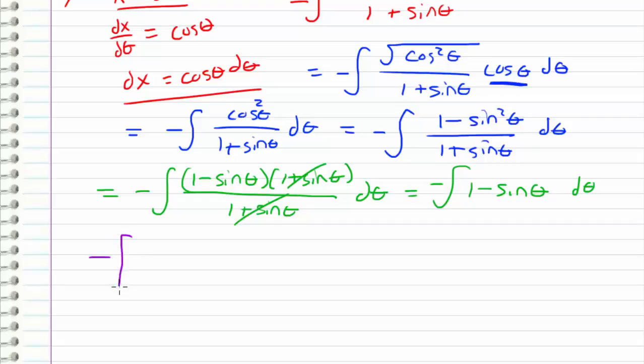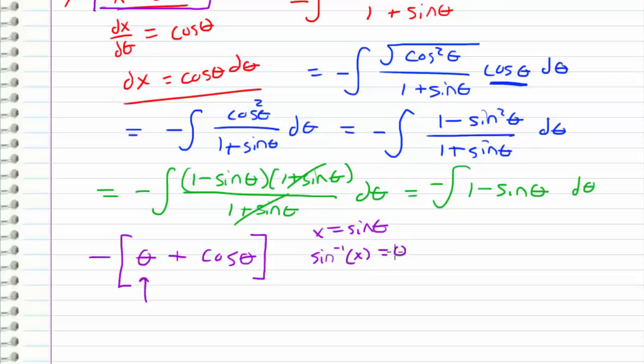We have negative, when we integrate 1, we just get theta. And when we integrate sine theta, we get a negative cosine theta. So this comes out to a positive cosine theta. And this is going to be our answer in terms of theta. But remember that we use this trig substitution up here. x is equal to sine theta. So we can actually use that to solve for theta and plug in right here. So if x is equal to sine theta, then we can take the inverse and say, all right, sine inverse of x is equal to theta.